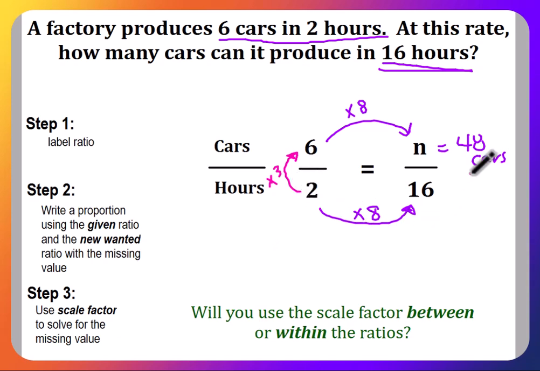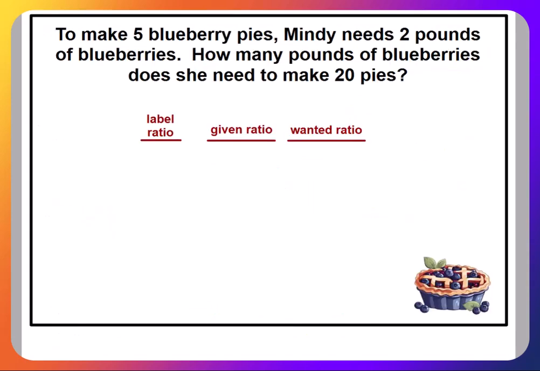So we're going to do the same thing over here with the 16. Use the same scale factor. Multiply 16 times 3, and guess what? You get 48. So you could have solved it either way. You could have used the scale factor between the two rates or within. That was fun. Let's do some more.